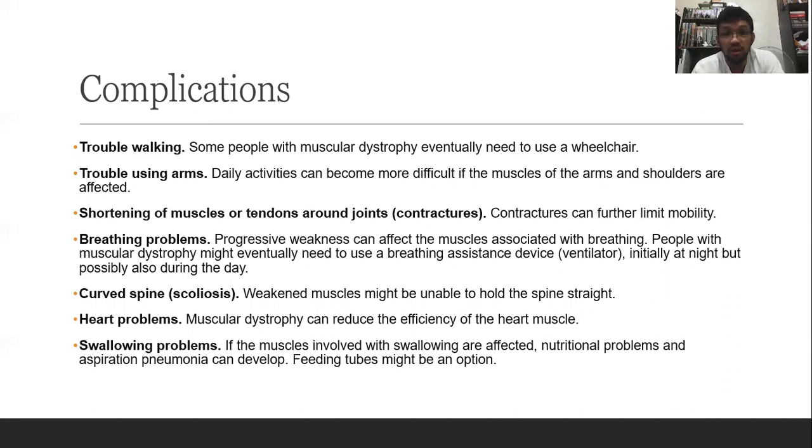This is one of the fatal complications because progressive weakness can affect the muscles associated with breathing, such as the diaphragm and the internal and external intercostal muscles. So people with muscular dystrophy might eventually need to use a breathing assistance device later on.